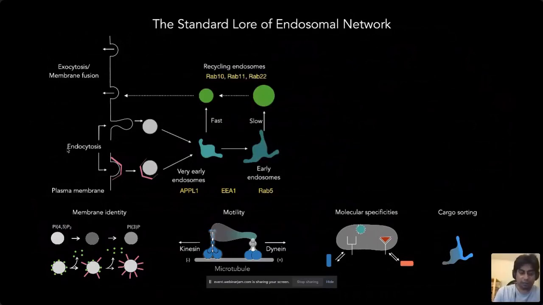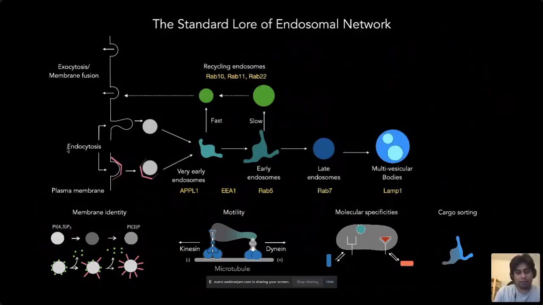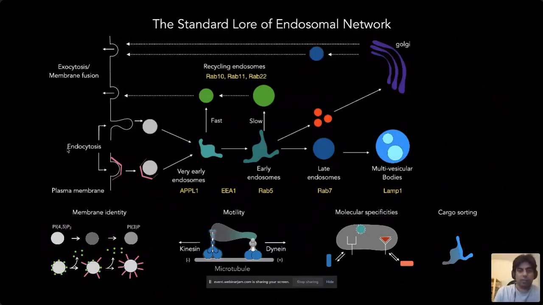There are various kinds of recycling endosomes, fast and slow. The leftover material is carried on to late endosomes, which then go on to become multivesicular bodies where degradation takes place. You can also go directly from early endosomes to the Golgi. Also, the Golgi releases vesicles that go out to the plasma membrane to fuse and perform exocytosis.